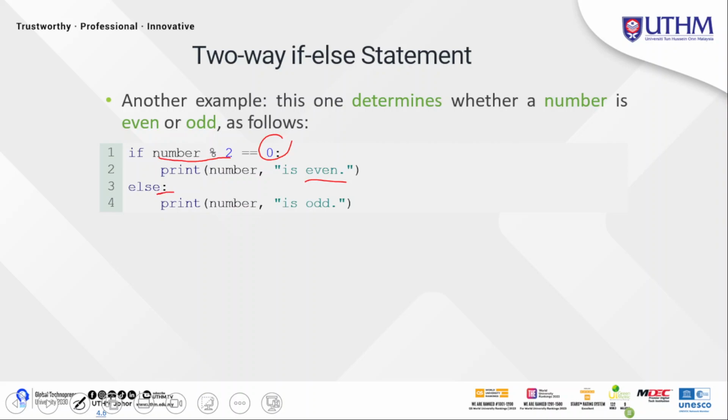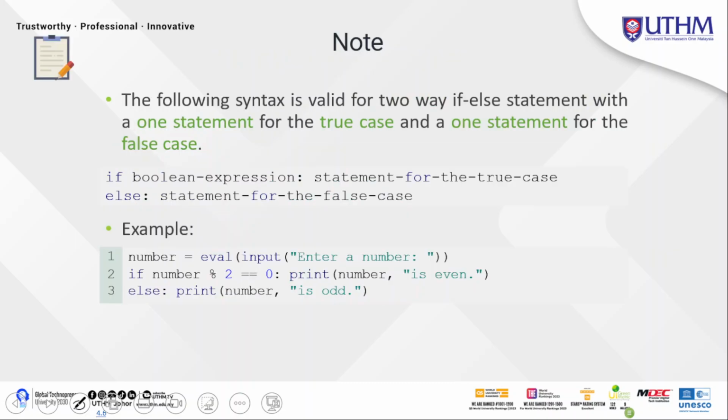Else, this one, you don't have to write any conditions. If the number is not divisible by 2, meaning odd numbers where you get the remainder 1, it is an odd number. You don't have to mention the condition. You just directly write else and a colon, which is enough.